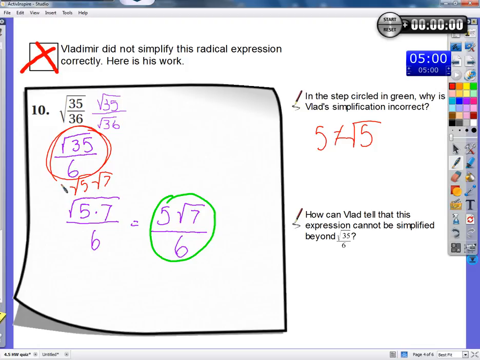None of its factors are squares. There it is. There's the key. None of its factors, 35. Right? 6 is good. It's a nice whole number. The denominator is a nice whole number. We like that. But none of the factors of 35 are squares. Well worded. Very well put.